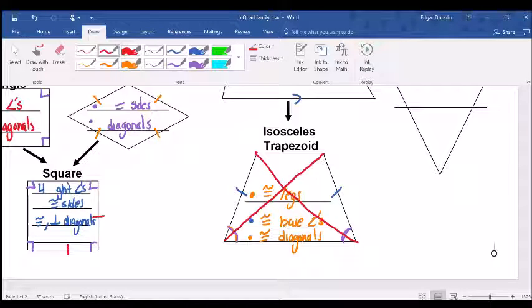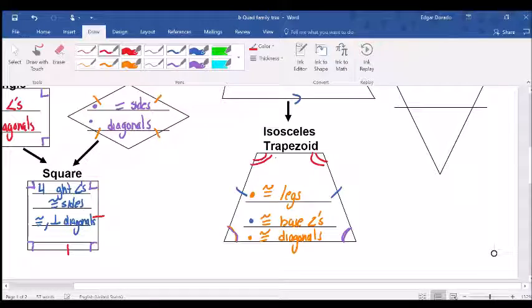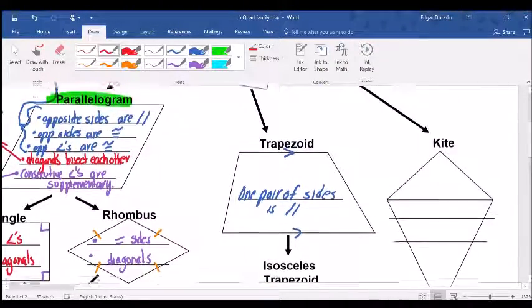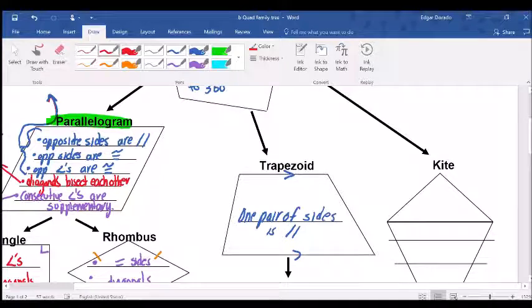Okay, all right. So one last thing that I did not draw in, my bad. Those base angles were congruent, but that means these two base angles are also congruent. All right, so just make sure you draw those in. All right, let's move on to kites. Let's finish off our quadrilaterals family tree here.